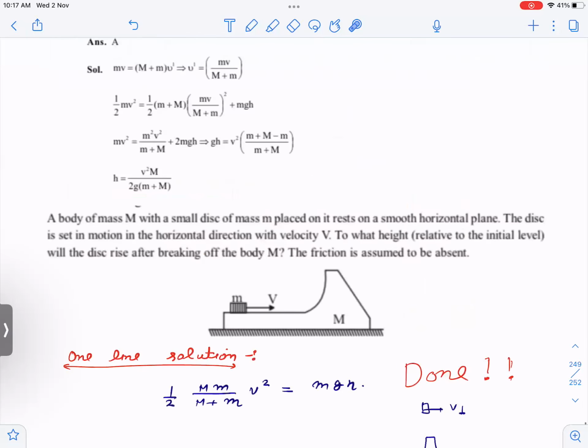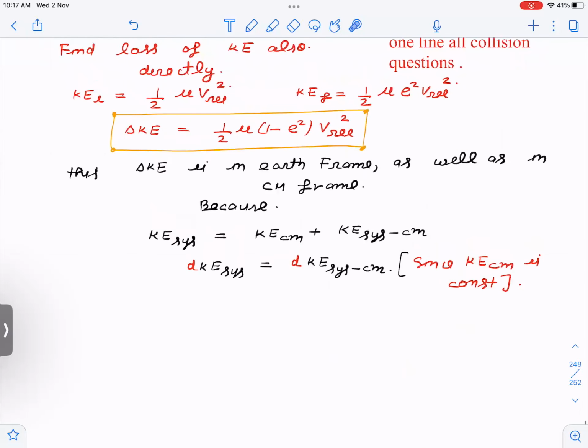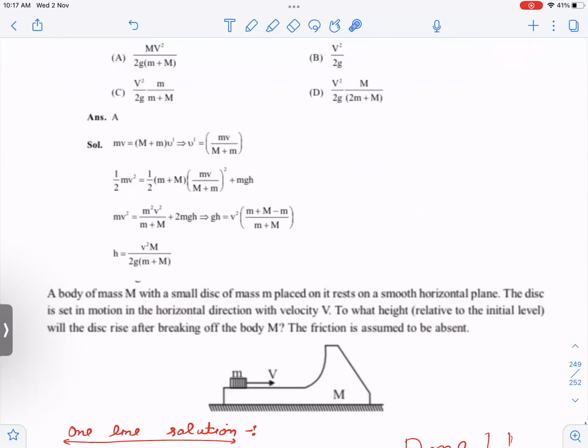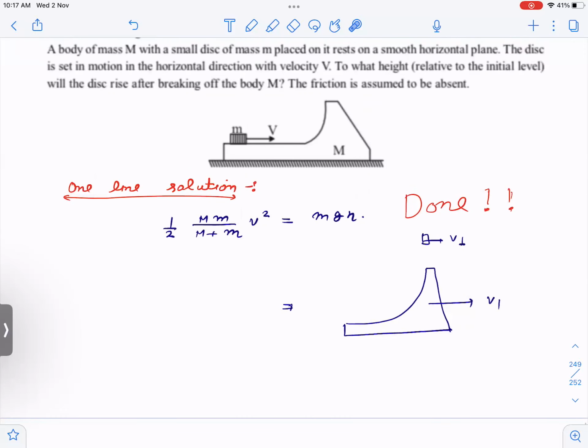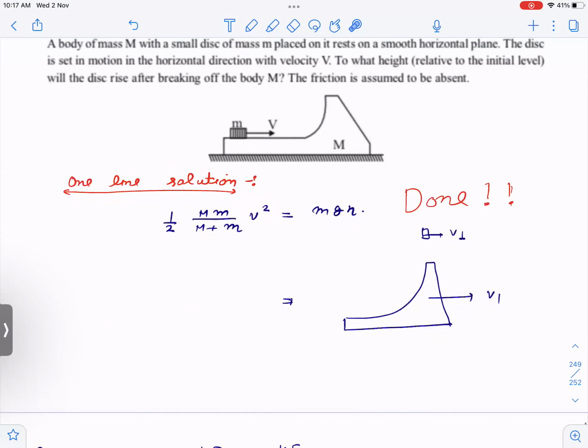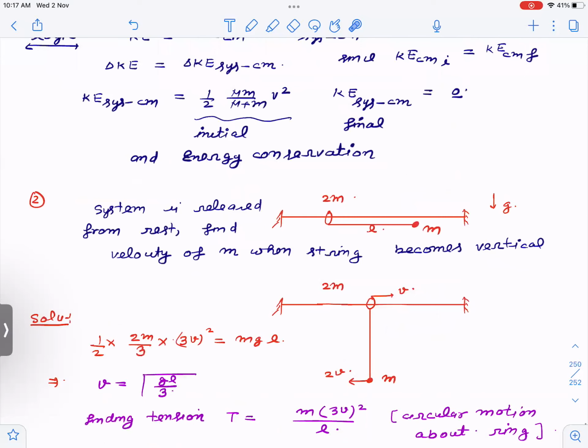The same logic here. The change in kinetic energy of the system with respect to Earth will be the change in kinetic energy of the system with respect to CM. So that is what I have done. Now here, the initial kinetic energy with respect to CM is half mu V relative squared. Final, it is going to be 0. So the change in kinetic energy is equal to the potential energy. Done. This is done.